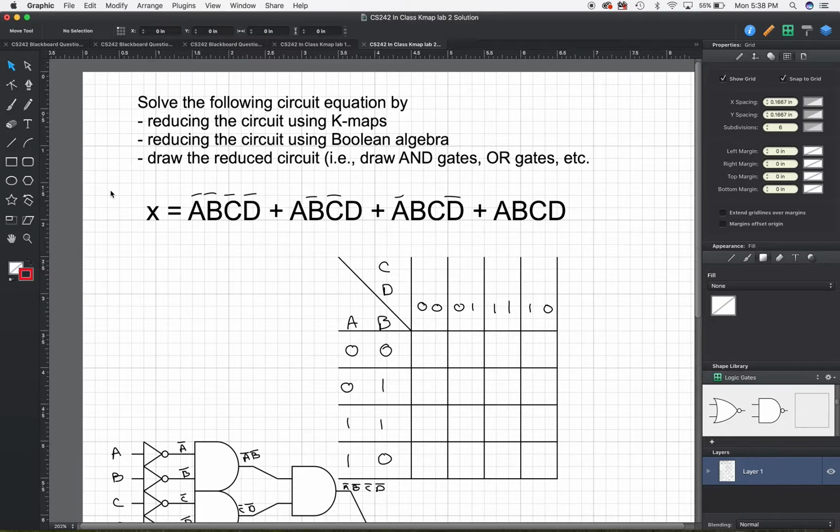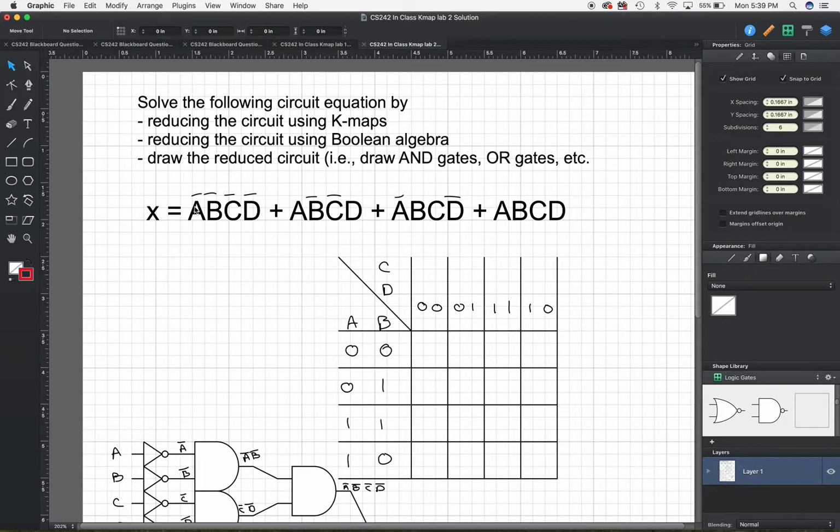We're going to continue talking about K-maps. And so what do we have to do? It says solve the following circuit equation by reducing the circuit using K-maps. All right, and we're going to reduce the circuit using Boolean algebra. And then we're going to draw the circuit, the reduced circuit that is. We're going to be drawing AND gates and NOR gates, and so forth. All right, so here is our equation.